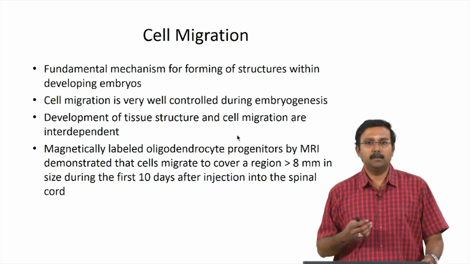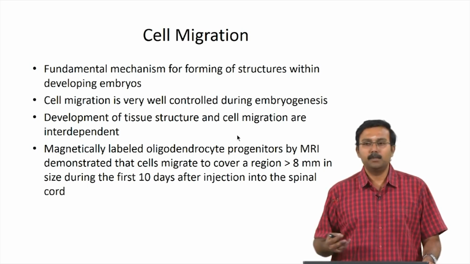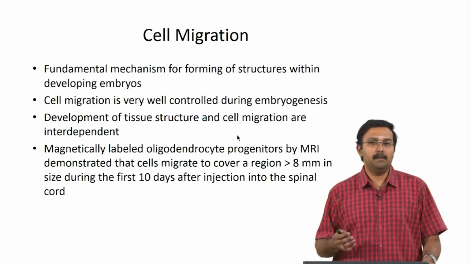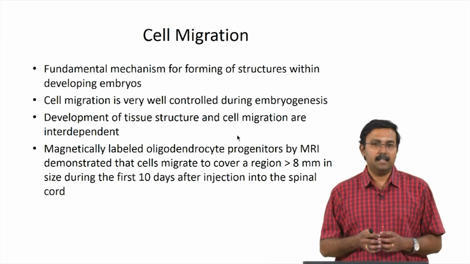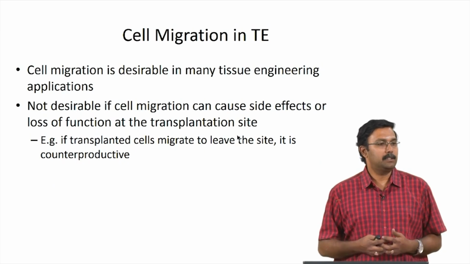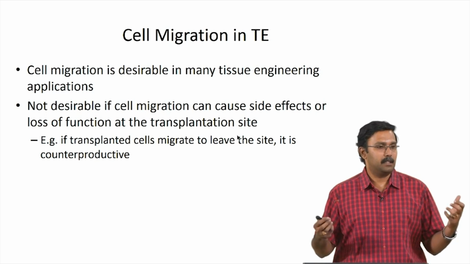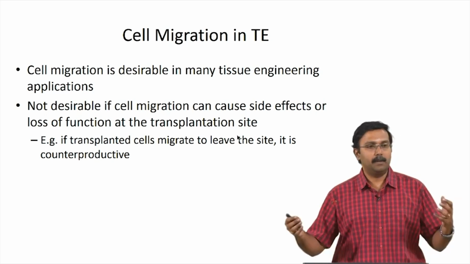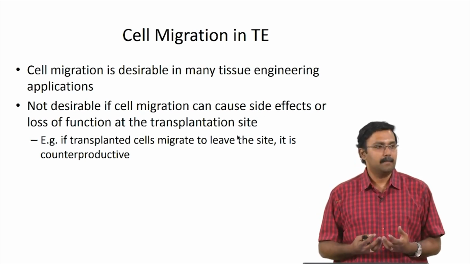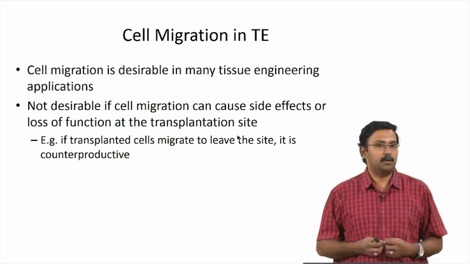So, people have used magnetically labeled oligodendrocyte progenitors and monitored them using MRI to show that the cells can actually cover a region of greater than 8 millimeter in size during the first 10 days when you inject it into a spinal cord. So, when you are talking about tissue engineering applications, cell migration can be very important because if cell migration is going to be there, you might have host cells coming to the tissue construct and integrating very nicely with the cells. And also in case of angiogenesis, cell migration is required for vascularization to happen.